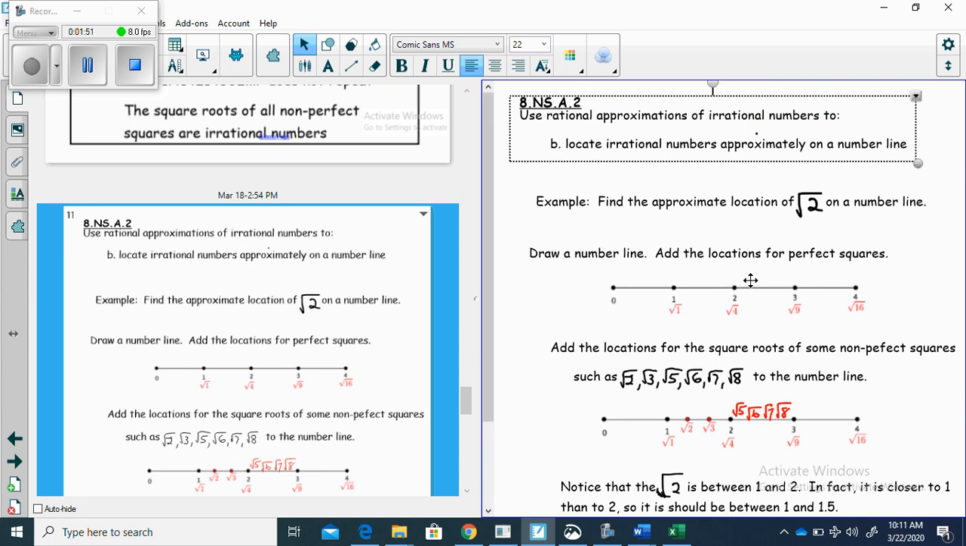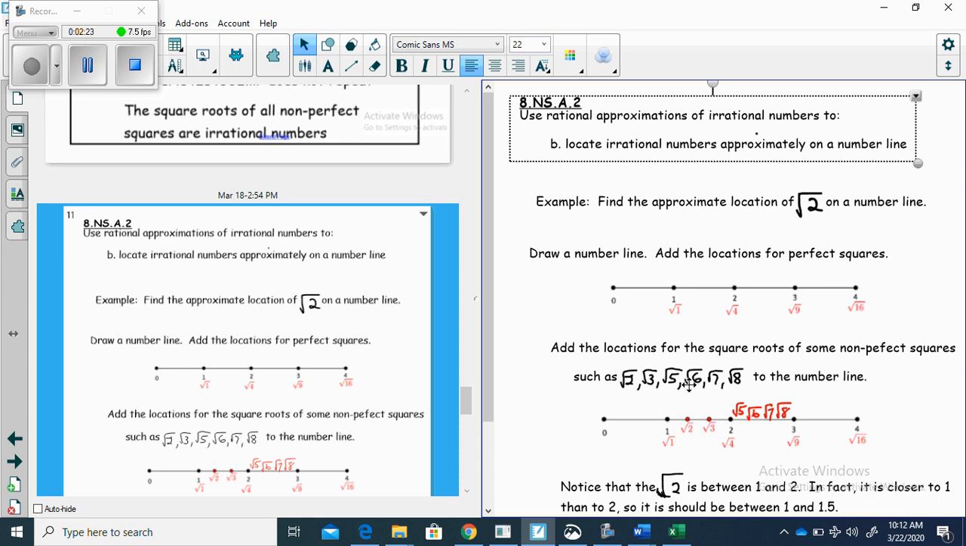Then we want to add the locations for perfect squares. With our number line, we've got 0, 1, 2, 3, and 4. We know that the square root of 1 is 1. That goes right there. We know that the square root of 4 is 2. So that goes right there. We know that the square root of 9 is 3. So square root of 9 goes right there with 3. And we know that on a number line, the square root of 16 is 4. So that goes right there.